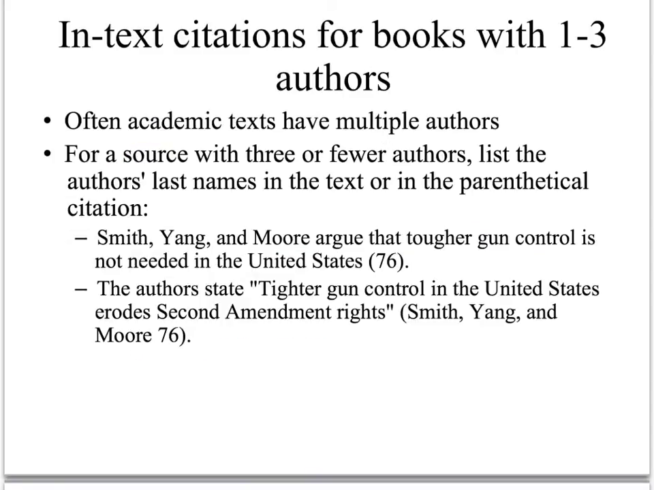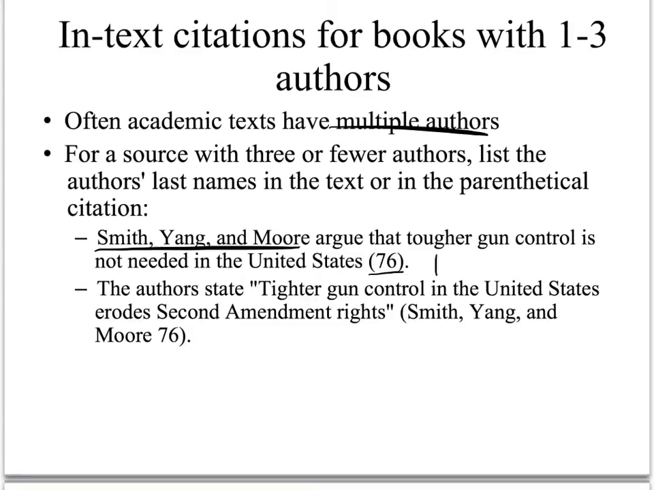In-text citations for books with 1 to 3 authors. A lot of times an academic text will have multiple authors, multiple people involved. For sources with 3 or fewer, list the author's last name in the text or in the parenthetical citation. Really simple. The same way you would do with one author, except you list them just in the order. Smith, Yang, and Moore. You'll see here again, Smith, Yang, and Moore. And then here we have our 76.